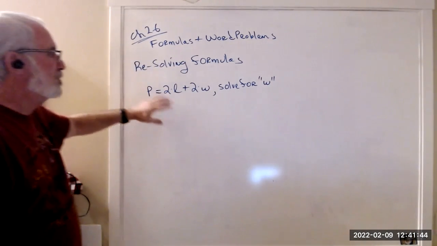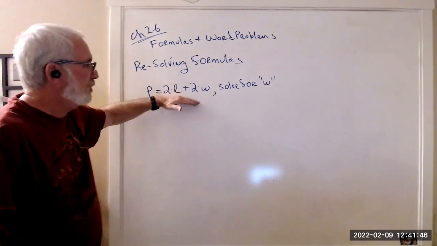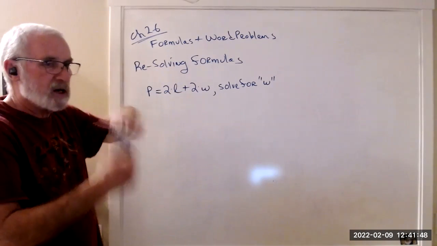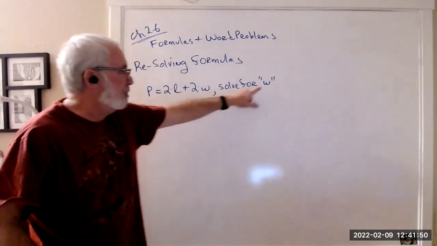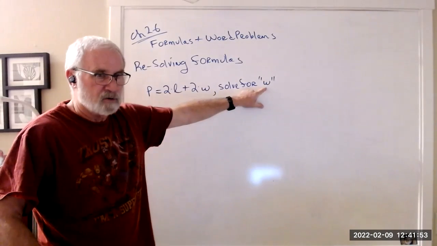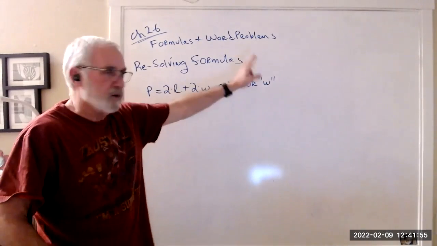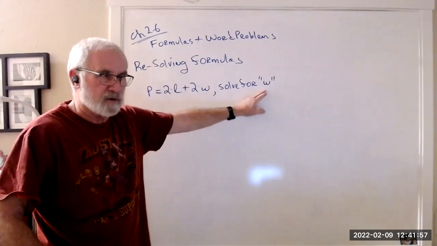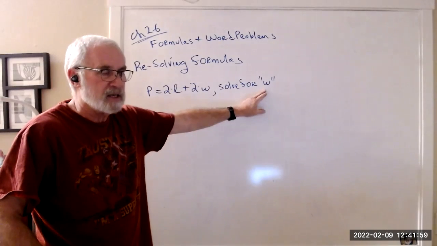The directions say, okay, fine, take this formula, rearrange it, and get W by itself. That's what solve for implies. Get that, whatever that letter is, by itself.